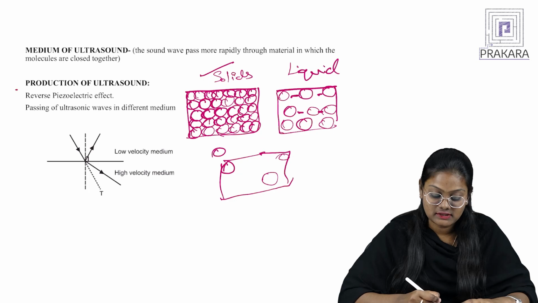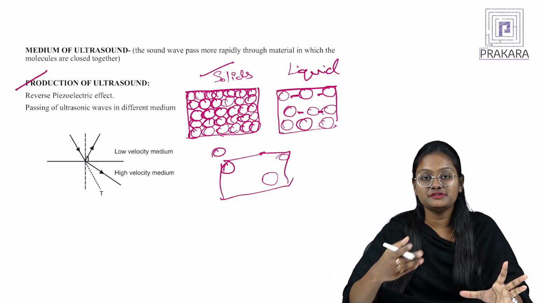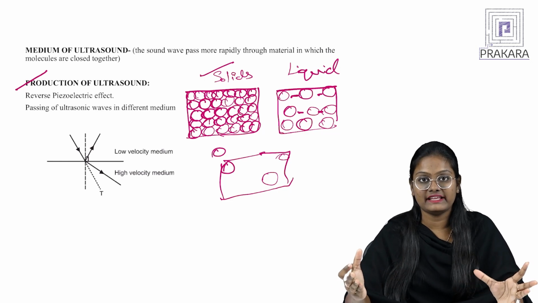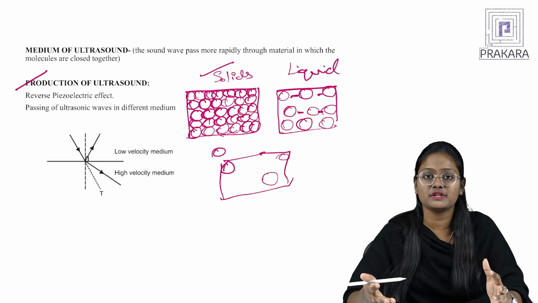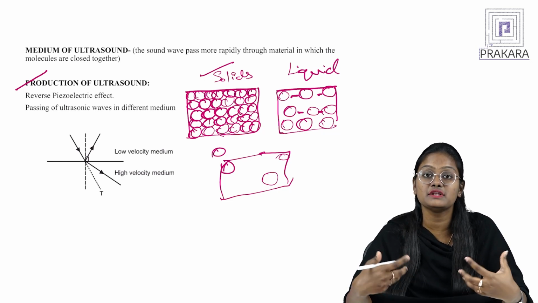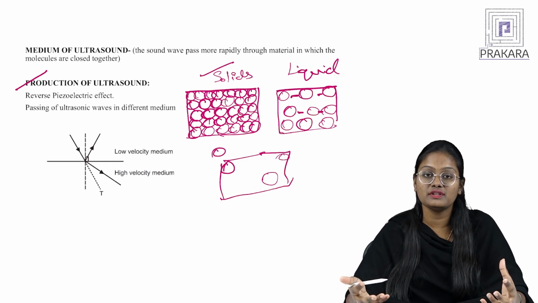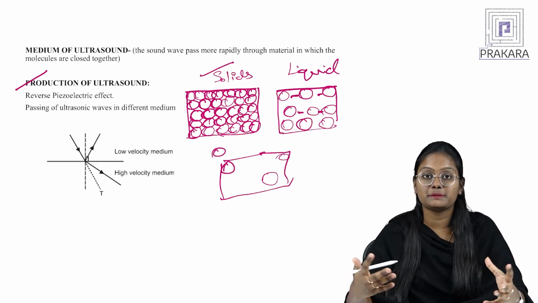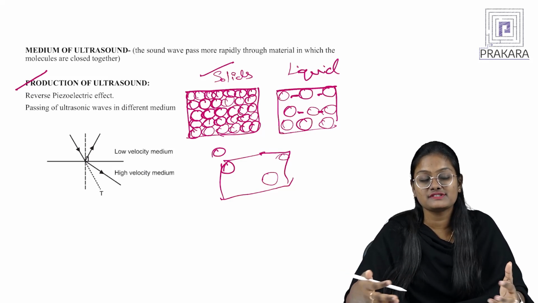Now coming to the production of the ultrasound. With the tuning fork we are producing these waves, however those waves are not useful for therapeutic purposes. We need higher frequency waves. So in order to produce these high frequency waves, we use these generators for therapeutic purposes. Now how are these ultrasonic waves actually being produced therapeutically?